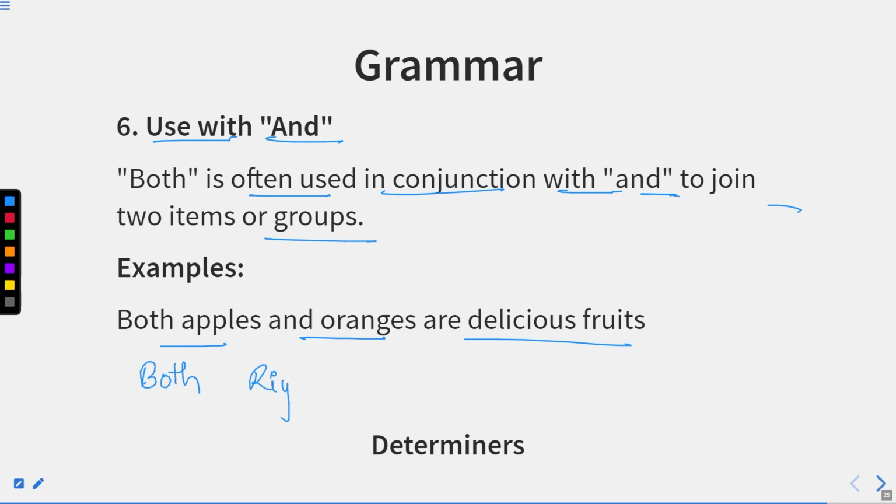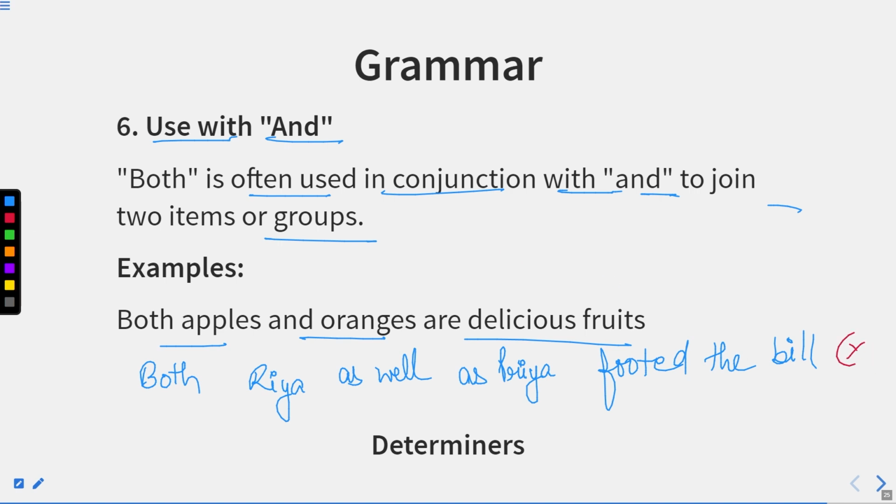Ria as well as Priya footed the bill. Suppose this is the sentence. Of course, it is incorrect. Why so? Because we are talking about both. So both is always paired with and, not as well as. Of course, if we use as well as, the verb depends on the first subject. And if the first subject is Ria over here, so it should be a singular verb.